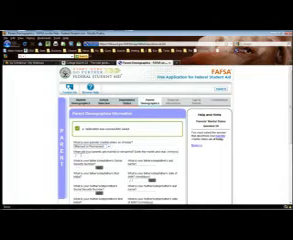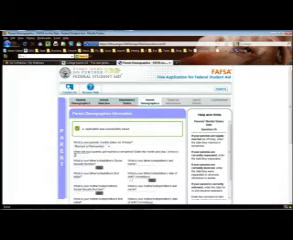So we'll say married or remarried. When did your parents get married or remarried? We're going to say January of 1985. All they're looking for here is month and year.